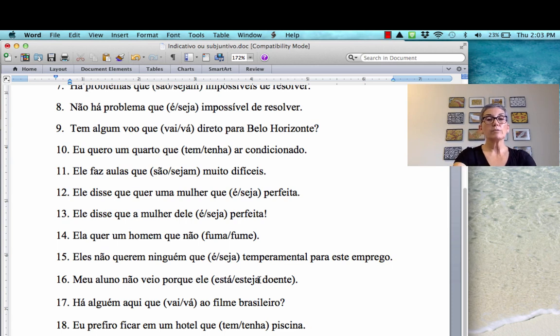Meu aluno não veio porque ele, blá, blá, blá, doente. Meu aluno não veio. So my student didn't come today because he is sick. So the student exists, indicative, ok? Meu aluno não veio porque ele está doente.